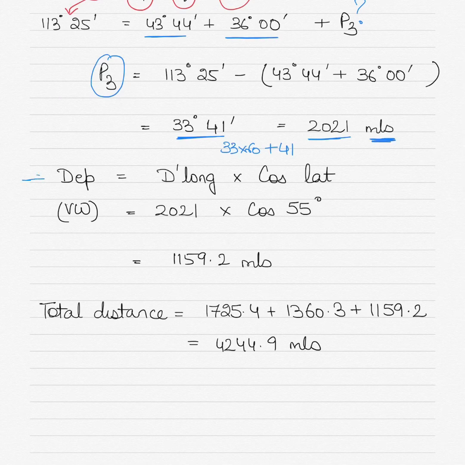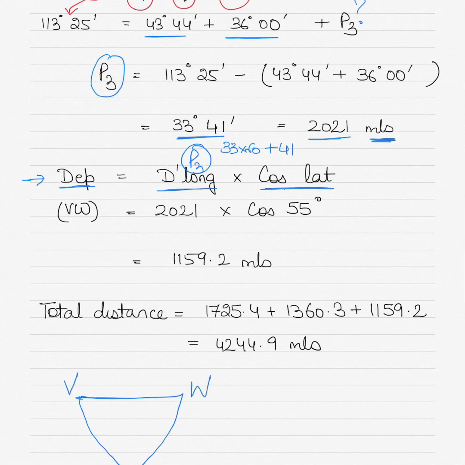Then what I'll do is I'll put it in the formula here. Departure equals D long multiplied by cos of lat. My D long is nothing but P3. Now which part is this? This part is the final triangle here. V, W and P. This is parallel sailing. The vessel is sailing parallel here because it cannot cross the latitude of 55 degrees south. I have found out this angle here, which is P3. This is my D long.